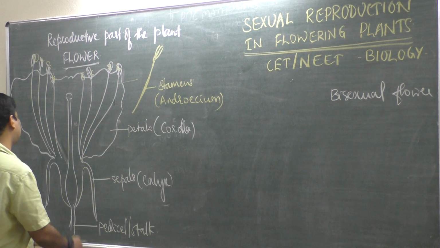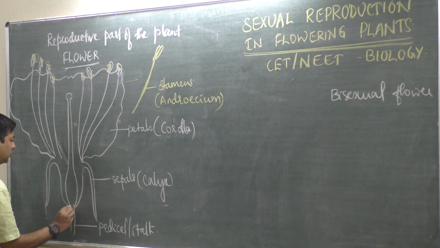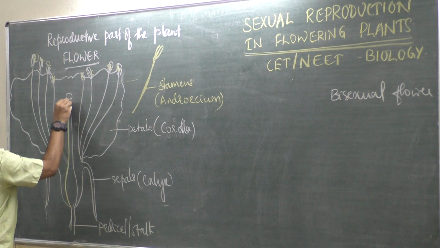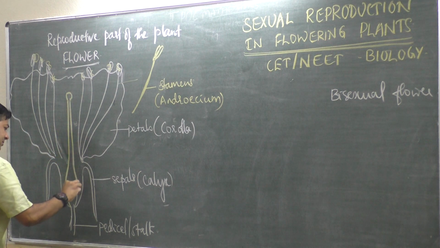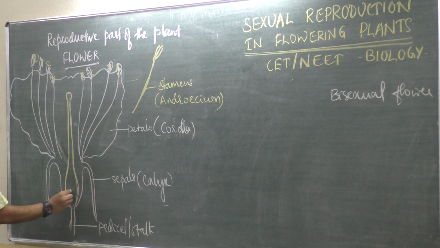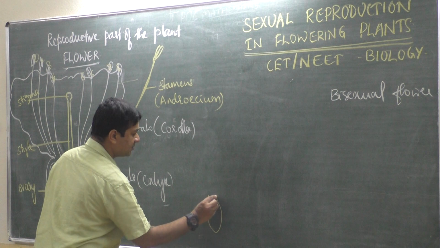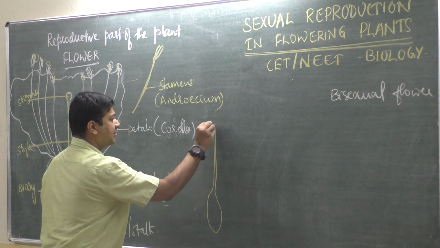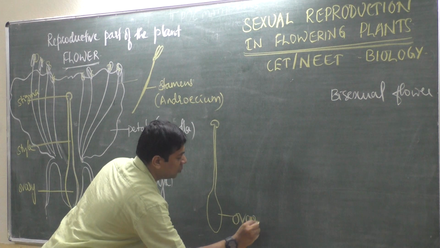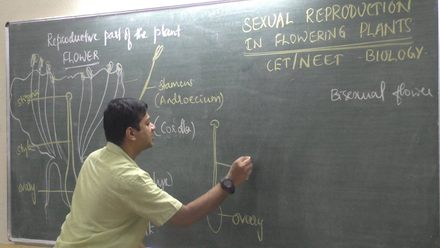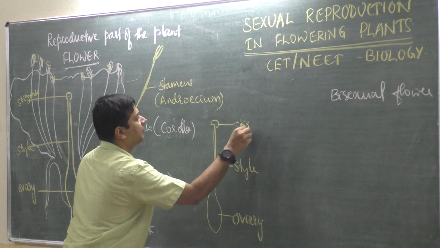The female reproductive part is this. See this structure, I will show you in yellow color. The lower part is called the ovary, which is bulbous. Then the long elongated structure is the style. Then this knob-like structure is called the stigma. You know this. So the female reproductive part is like this: the lower part is ovary, a long slender structure is style, and the knob-like structure is stigma.